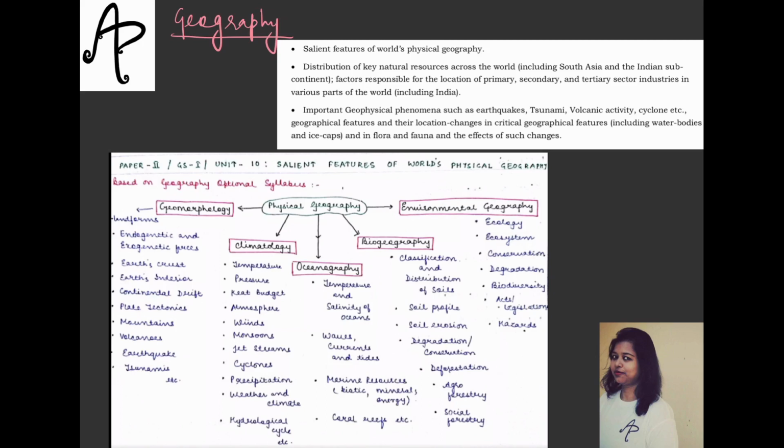Then biogeography basically talks about the soils. So if you see here the classification and distribution of soils, soil profile, soil erosion, degradation, conservation of soil, deforestation related issues, agro and social forestry, these are also given in your class 12 NCERT. Then the last one overlaps with your environment, which is a part of your GS3, and certain things related to environment are also given in the last section.